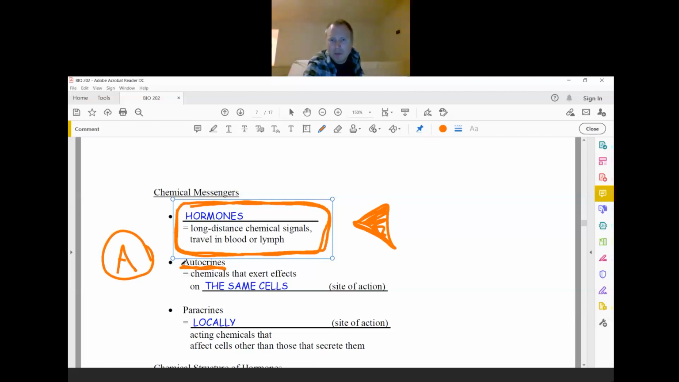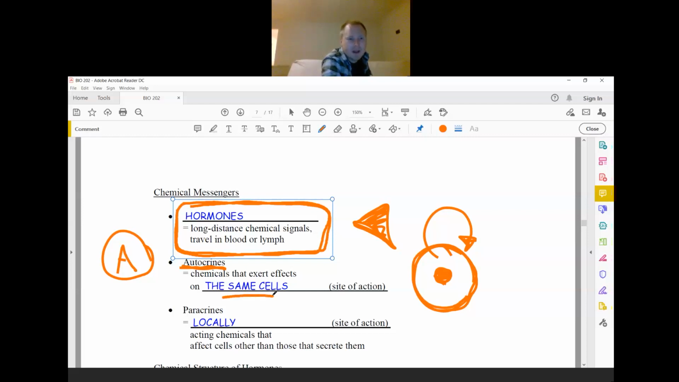So autocrines are these chemicals, or hormones if you wish, that are secreted from the cell, and they might be secreted either outside the cell or within just the same cell. But these hormones act on this very same cell that secreted them. So what I'm drawing here is a nucleus inside the cell and cell wall. So autocrines act on the same cell.